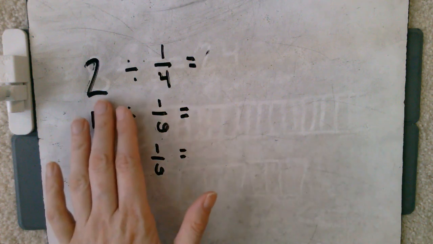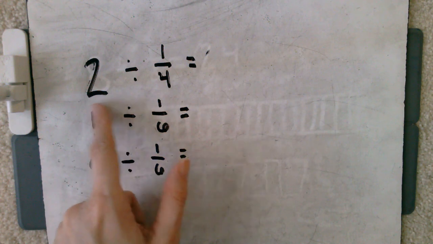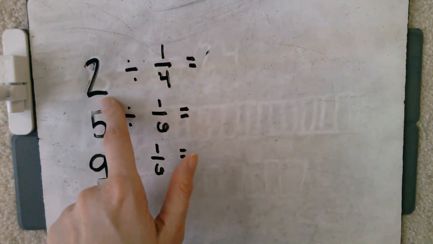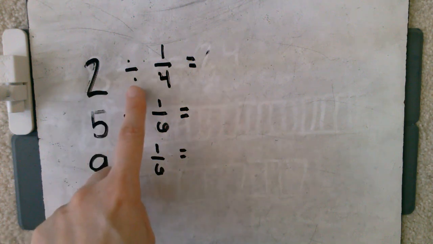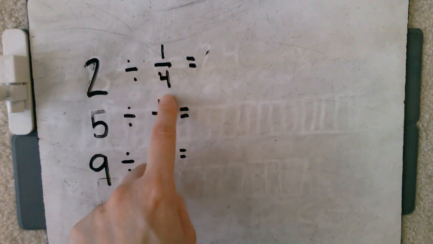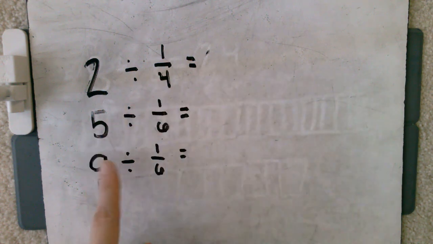Write these division problems on your board as we read and say the sentences. Write the first one on your board. Read the division sentence with me. 2 divided by 1/4 equals. You'll have time to solve this in a few minutes.